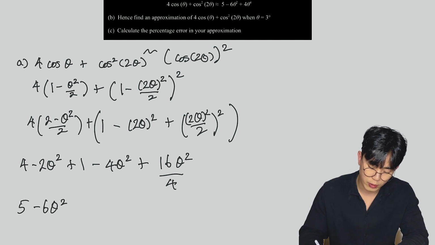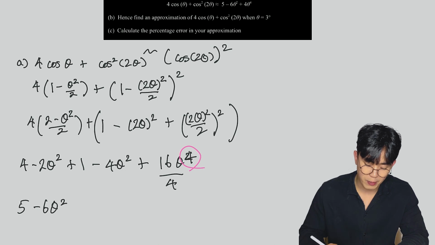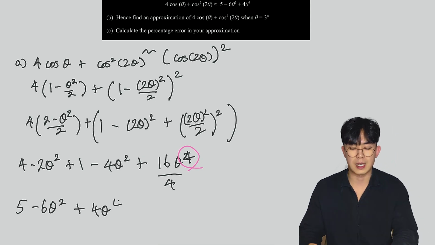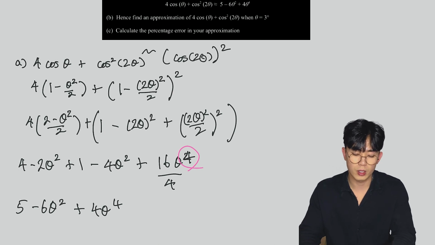Sorry, this is to the power of 4, by the way, sorry. So we get 5 minus 6 theta squared plus 4 theta to the power of 4. And that's what they wanted on the right-hand side.